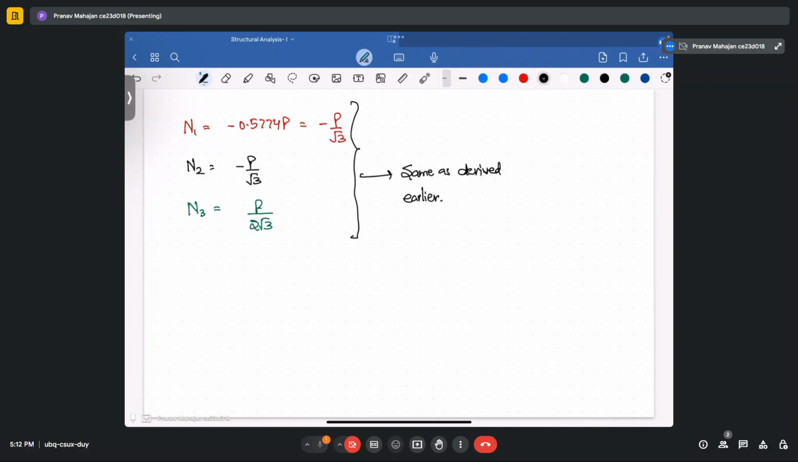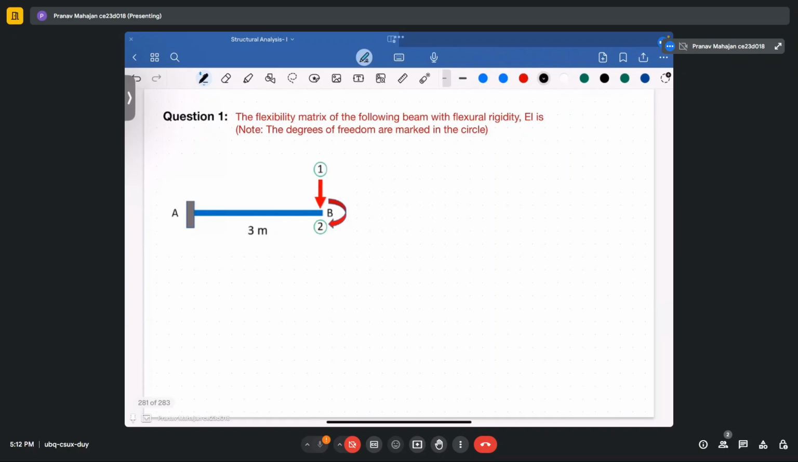Similarly, you can solve problems related to beams also. In beams, not only the axial deformations, but the bending will also come into the picture. How you will solve those problems, we will see further. So let's solve one or two problems that will clear your concepts.